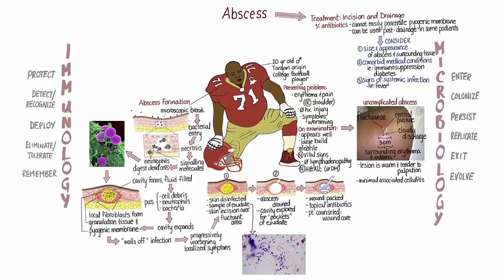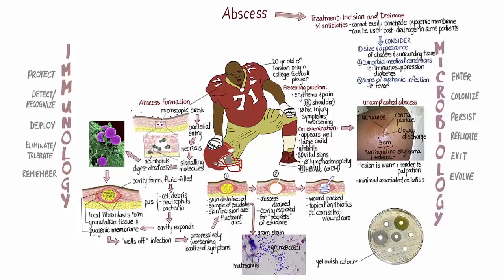The fluid collected in the syringe from Kaho's abscess was sent to the microbiology lab for analysis. Gram stain of the fluid revealed numerous neutrophils and gram-positive cocci in clusters. The bacterial culture revealed yellowish colonies with beta hemolysis on sheep blood agar.